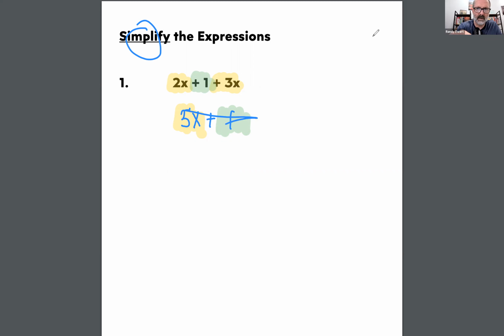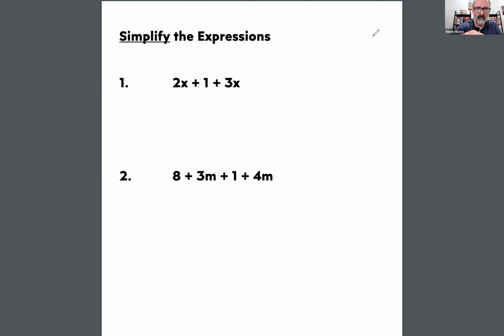Let's try another one. Let's see here. I am going to highlight the like terms. So I have a 3m and then a plus 4m. Notice how I highlighted the operations in front of each term, and I'm going to put that answer here. And then I just have some regular numbers. I'm going to put that answer here.